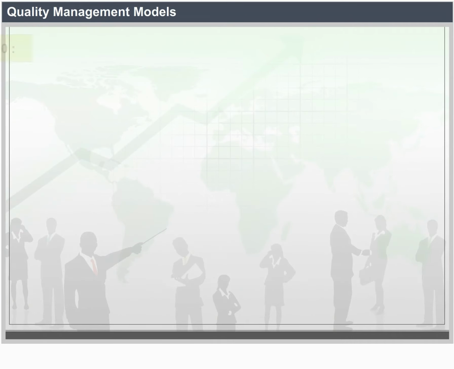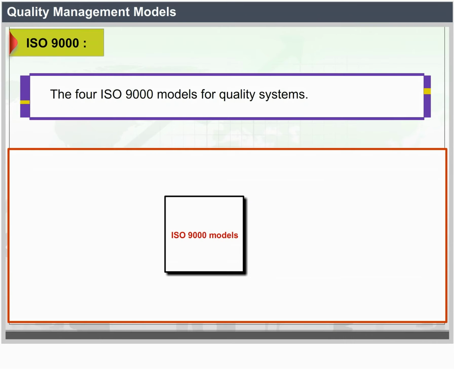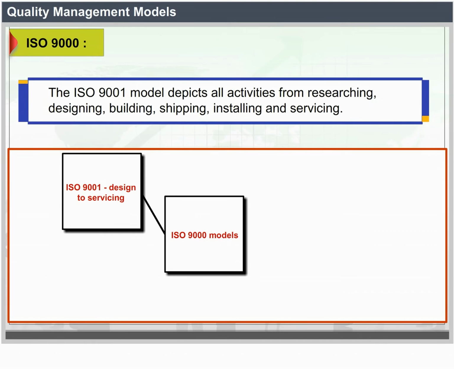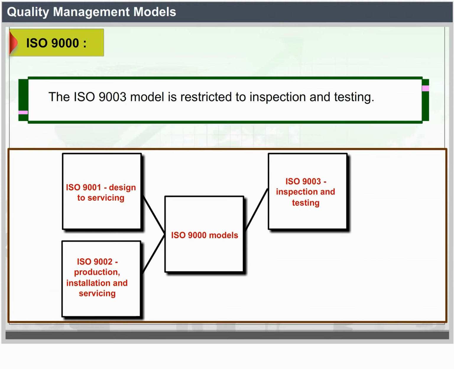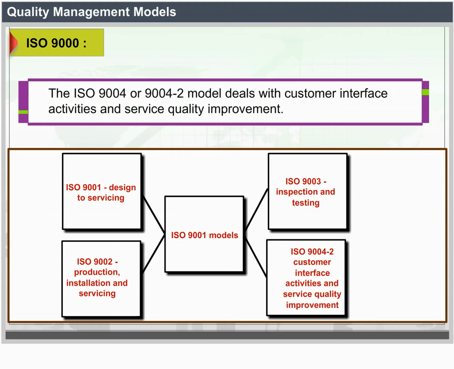ISO 9000. The four ISO 9000 models for quality systems can be depicted as shown. The ISO 9001 model depicts all activities from researching, designing, building, shipping, installing, and servicing. The ISO 9002 model guarantees production, installation, and servicing. The ISO 9003 model is restricted to inspection and testing. The ISO 9004 or 9004-2 model deals with customer interface activities and service quality improvement.